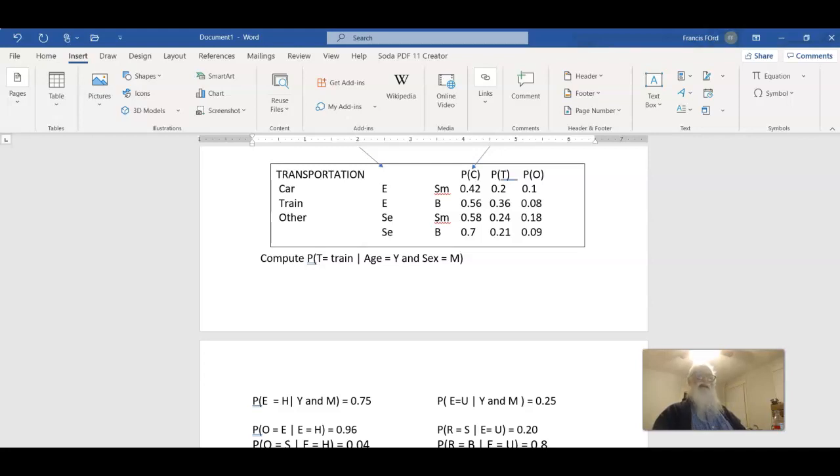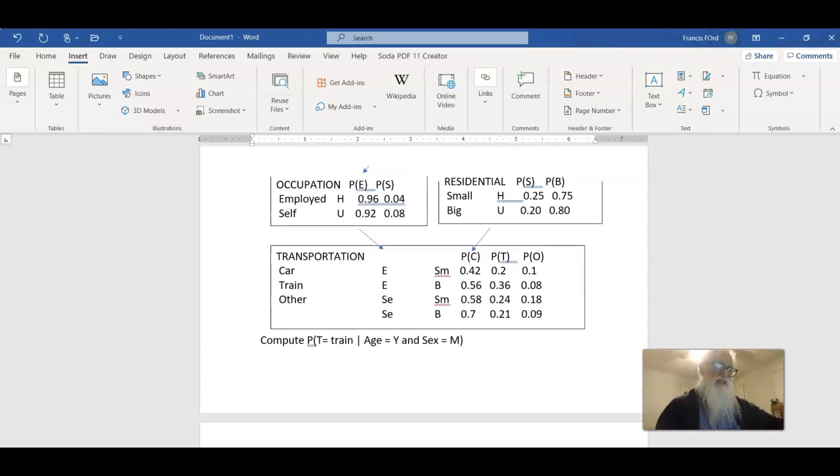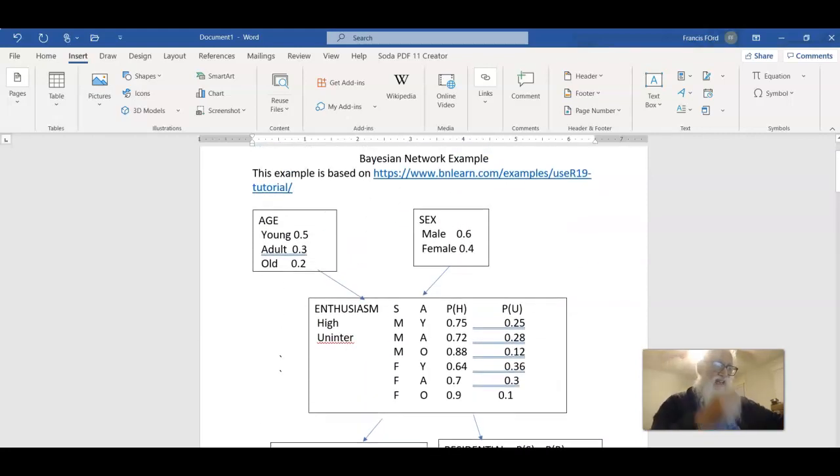So that's what I wanted to say about Bayesian networks. This is actually the second example I've given you because there was another example on the last video. And that's the one I believe I'm going to use for the homework.